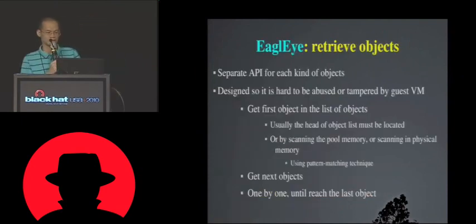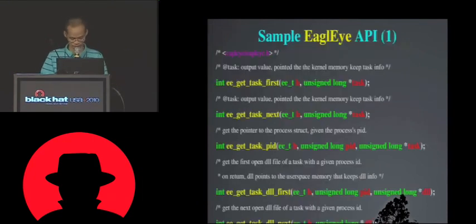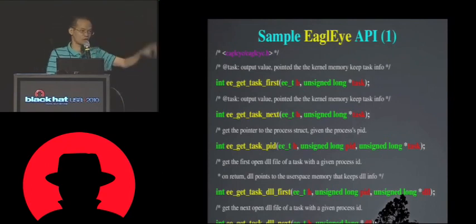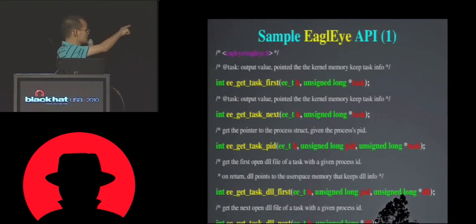Okay, so you can access the memory and understand very well the structure of every object in the memory, so you can get all the information you want. Here's some simple API. The first function you can use to get the first process in the list of all the processes in the memory. You get the next process using the next function, and you repeat calling get task next until you get the last process in the list of all the processes in the memory.